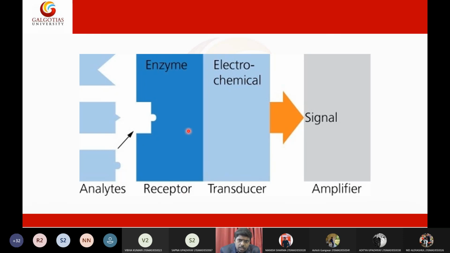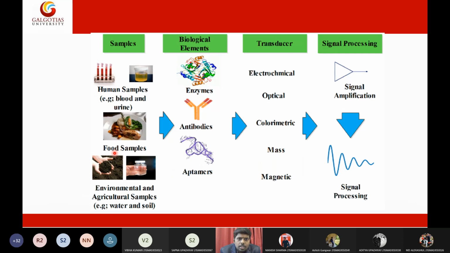After this, the other components will be the same. The signal will be amplified and the amplified signal will be given as output. That is the same. But these components will change depending upon the type of analyte we are using. Say, for example, if you want to detect any antigens in the body sample, then the bioelements you can use can be an enzyme, an antibody, or some DNA.